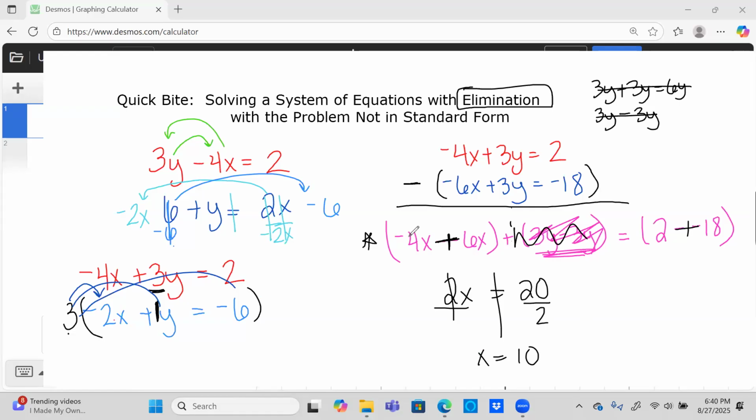This step right here in the pink, if you don't need to write that, feel free to skip that and just do that all mental math. That is fine. But I just wrote it out to be thorough. X is 10. Now be very careful.